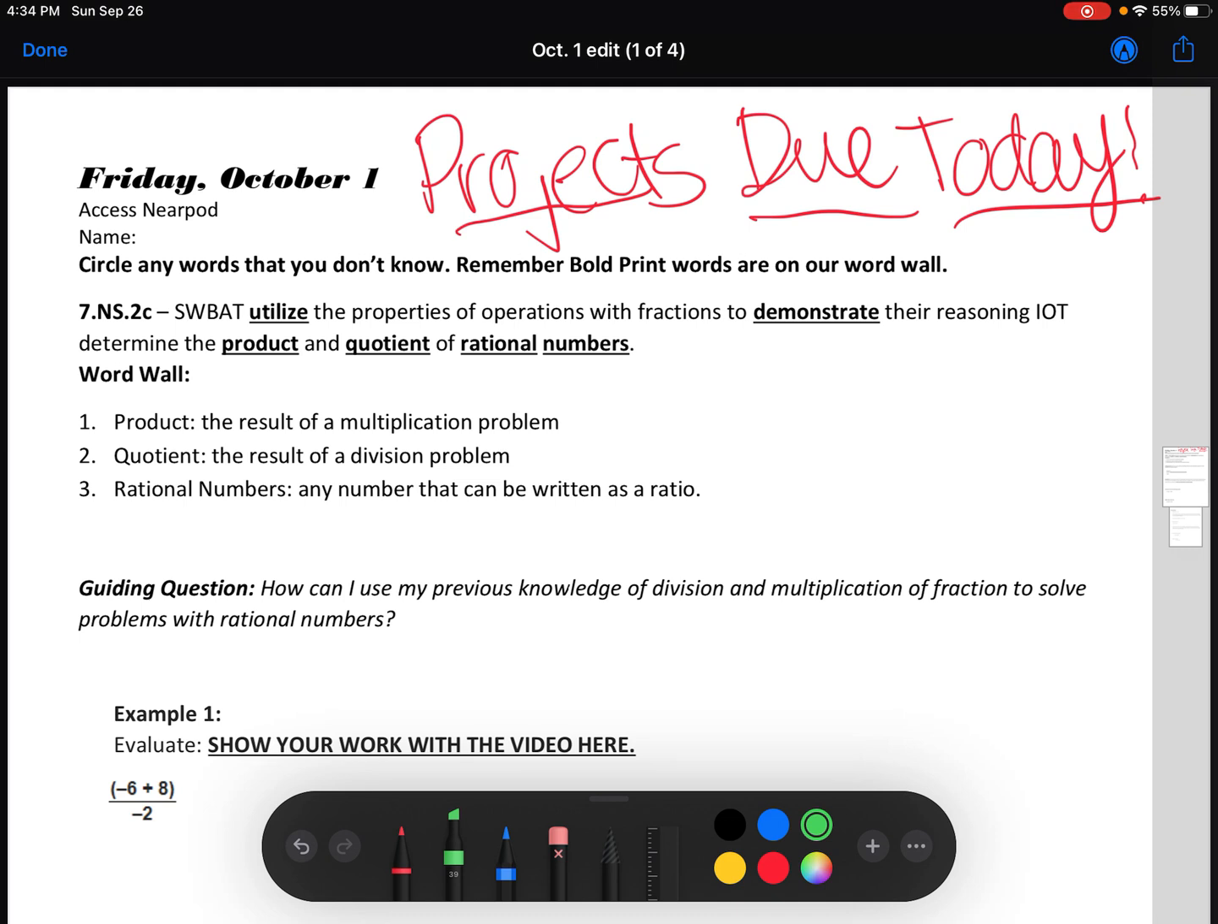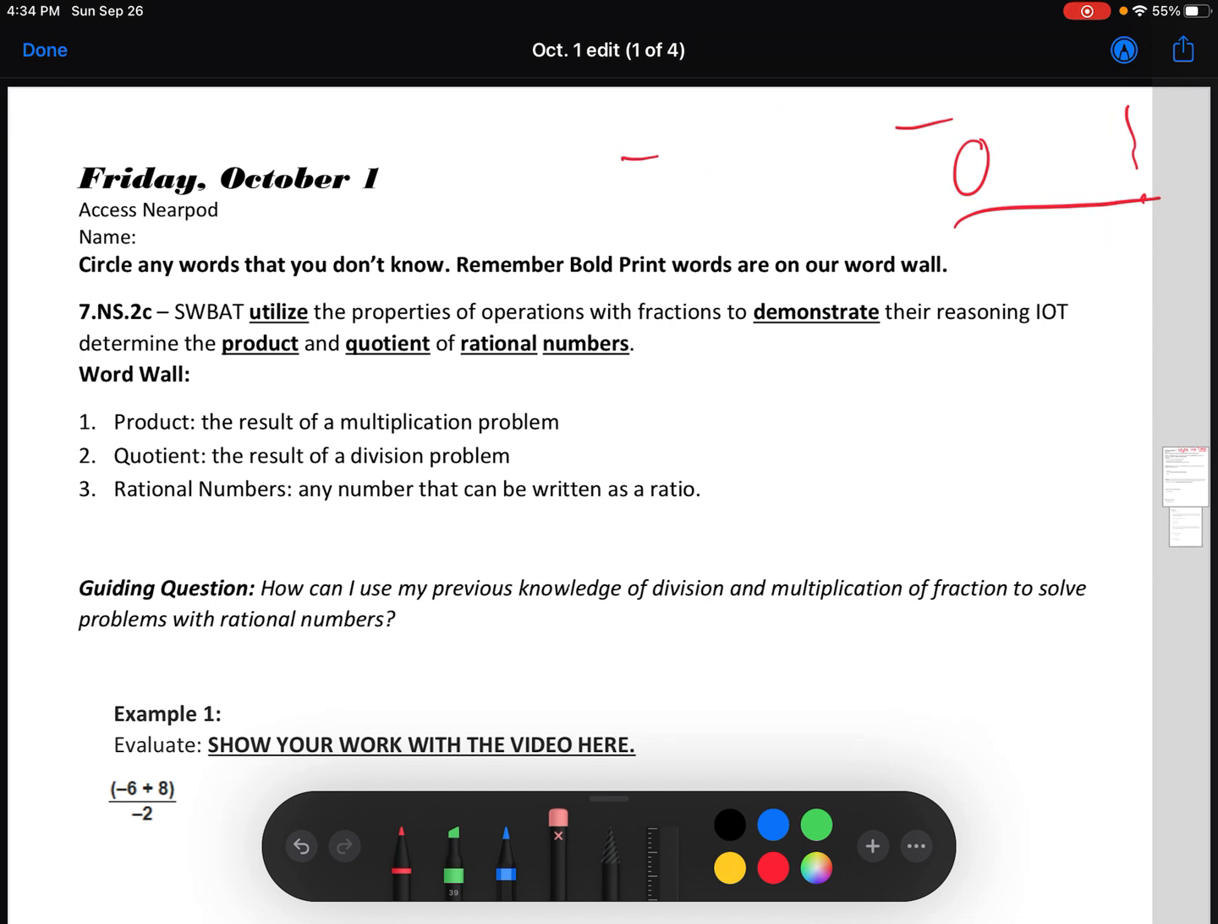We're going to start with our objective. So let's go ahead and get rolling with that. As we go over our objective, be sure to circle any words you don't know, and remember that bold print words are found back on our word wall, and I have some of our definitions for you right here.